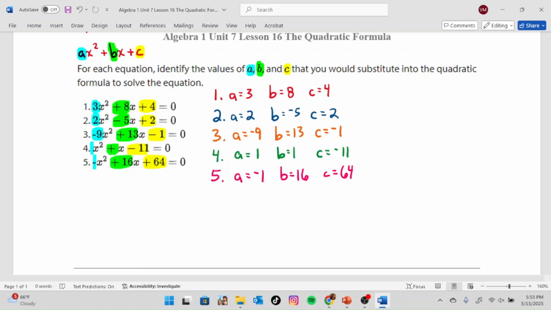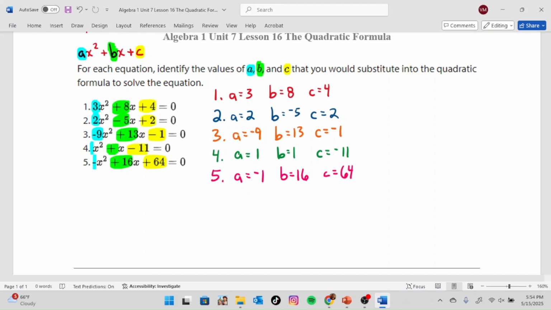Now, I will mention, notice that every single one of these is set equal to 0. That's the first step. You have to make sure that the standard form equation is set equal to 0. The next thing I want to make sure I mention, it is not the order. The first number is not always A. The second number is not always B. And the third number is not always C. It is what they are attached to.